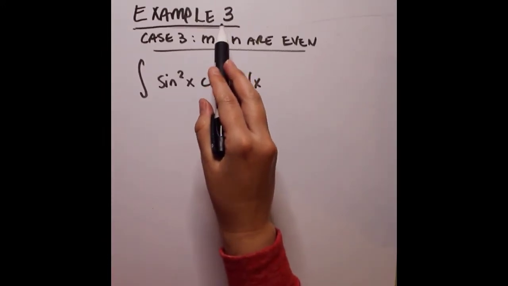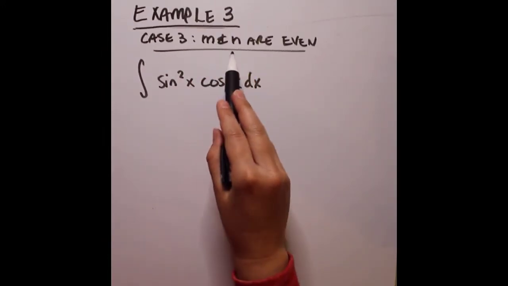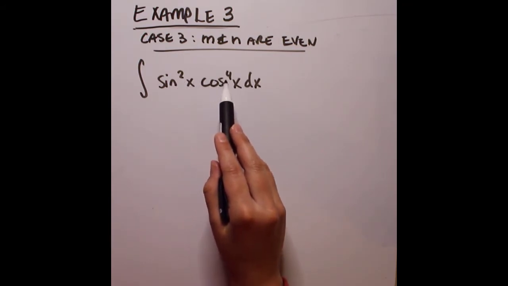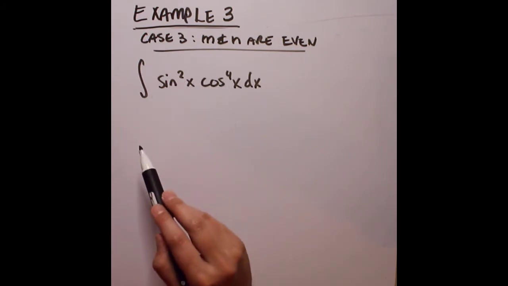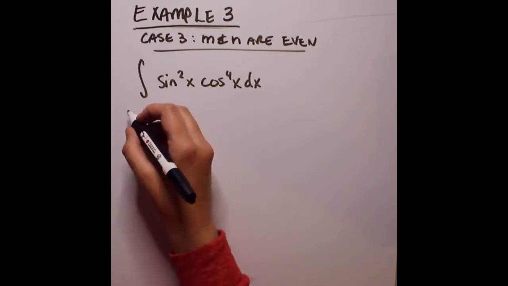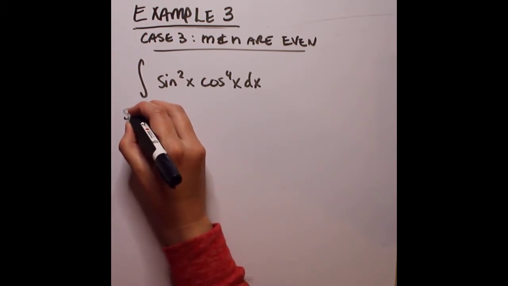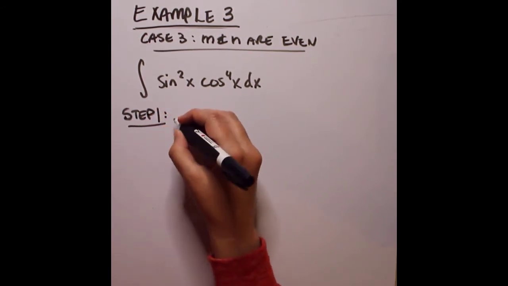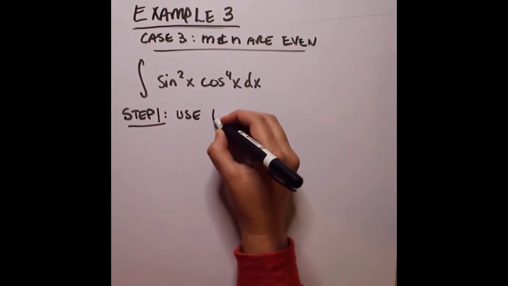Okay. Example number 3, case 3. m and n are both even. So notice the power on sine is 2, the power on cosine is 4, so they are both even powers or even exponents. And so what we're going to do in this situation, case 3 is a little different. We're going to do our step 1 is to go right into using some of our trig identities.